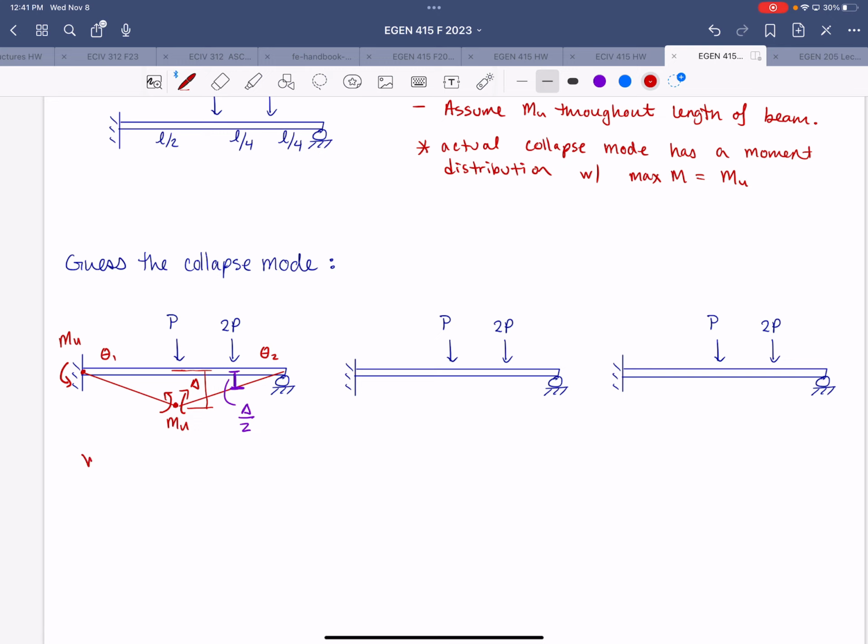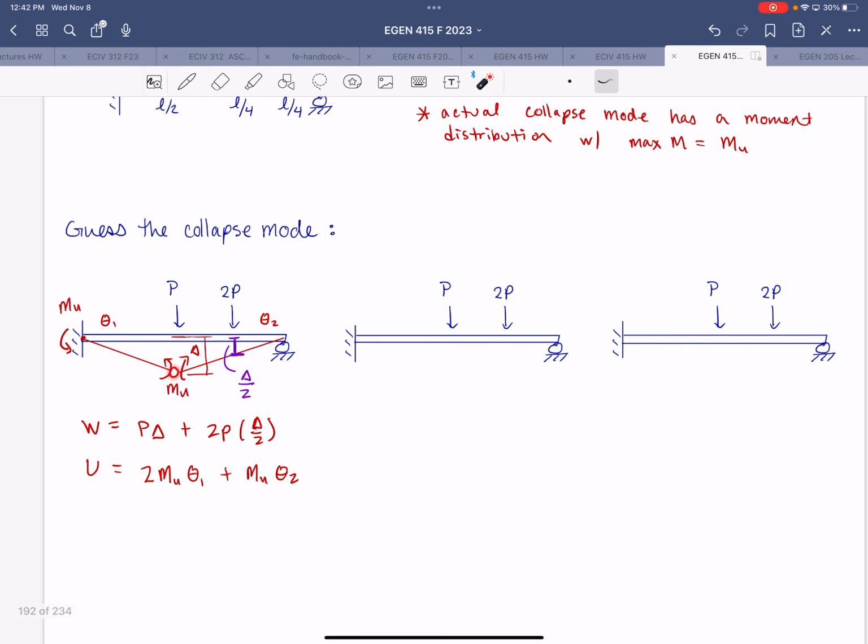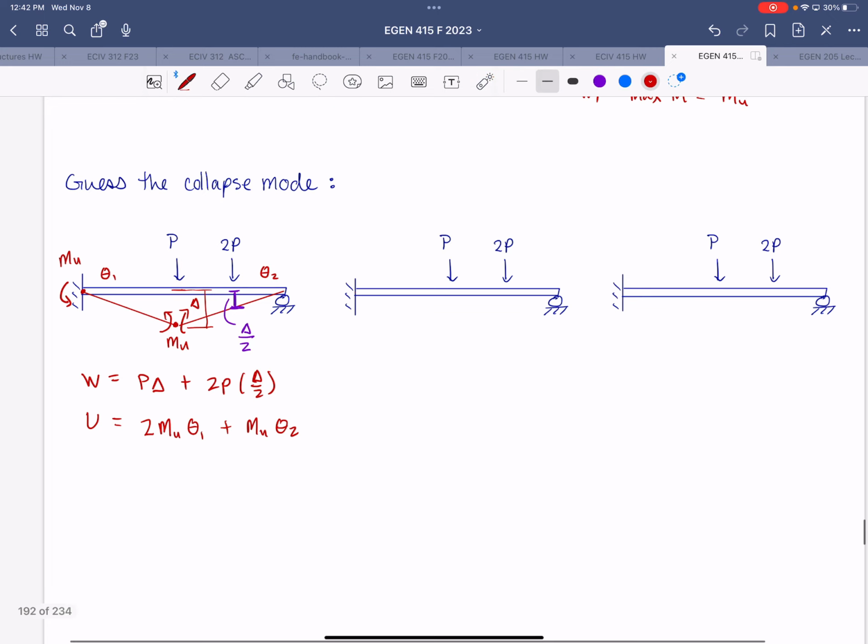All right, so the work done is equal to P delta plus 2P times delta over 2. Internal strain energy, this is the same as what we saw before, right? So we'll have 2 mu theta 1 plus mu theta 2. And in this scenario, since the internal plastic hinge is mid-span, theta 1 and theta 2 are the same.